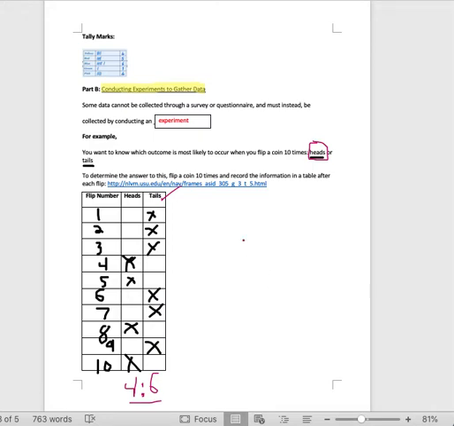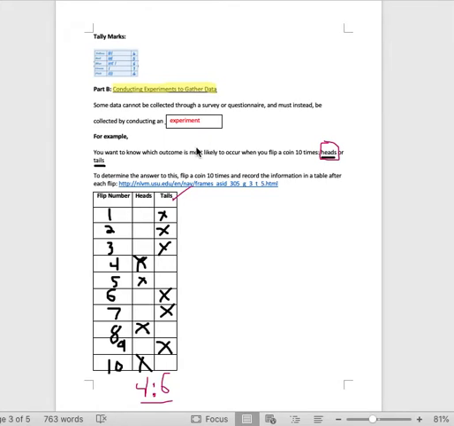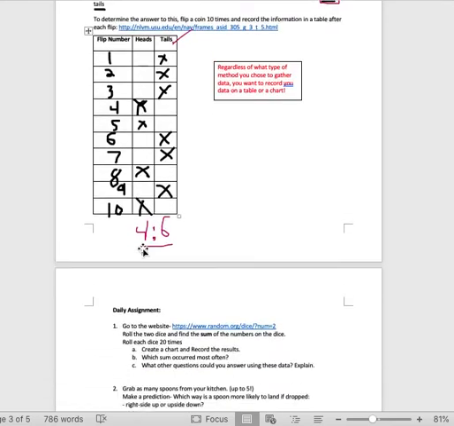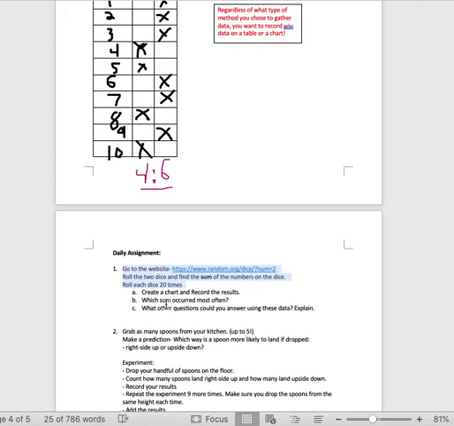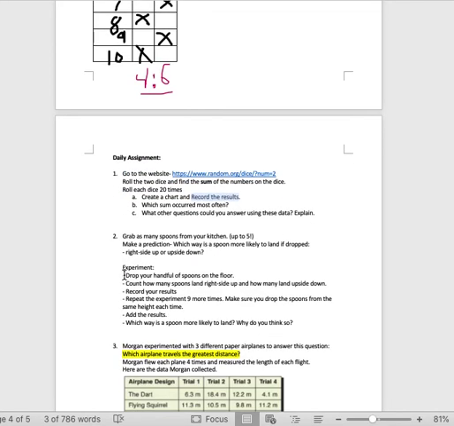The thing that's important for this lesson is that regardless of what method you're using, even if you're doing the questionnaire or the experiment, you need to record your data on a table or a chart. So if I ask you, let's move down, for this one you're going to click on this website and roll 2 dice. You're going to have to record it on a chart, record the results. Okay? So this is your daily assignment.